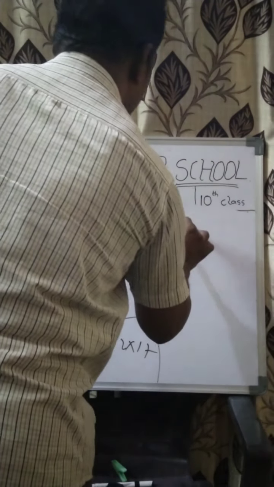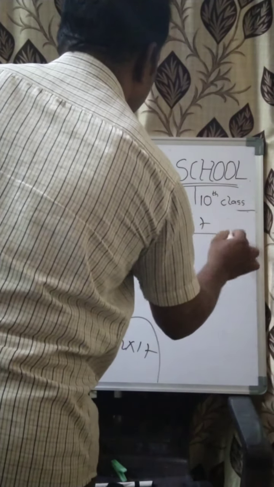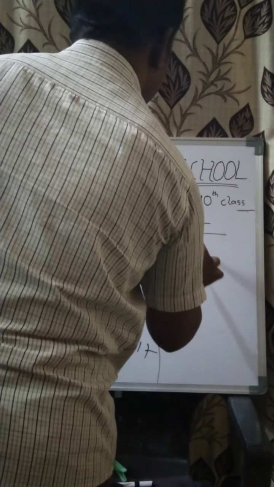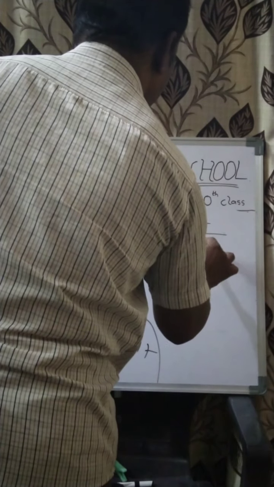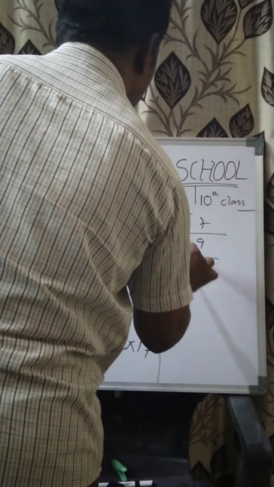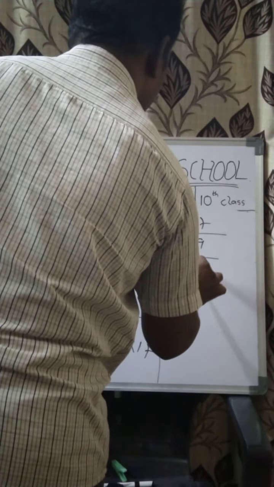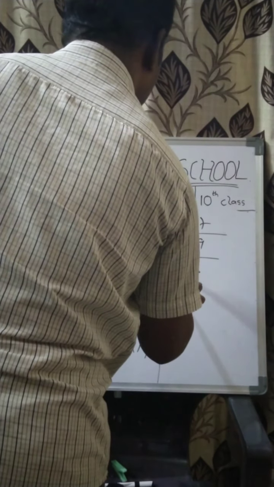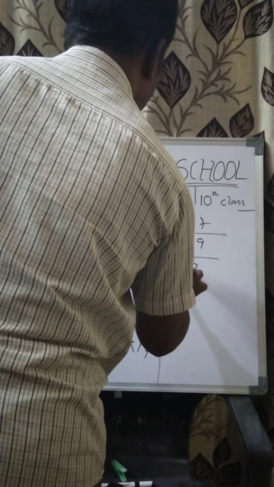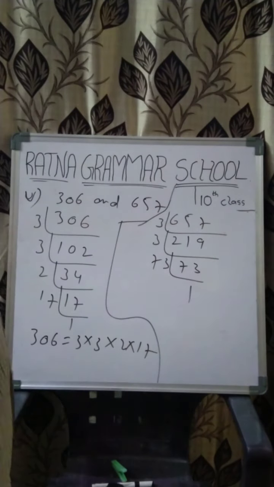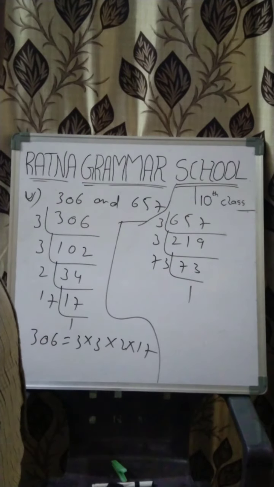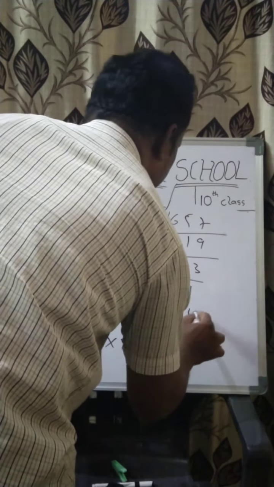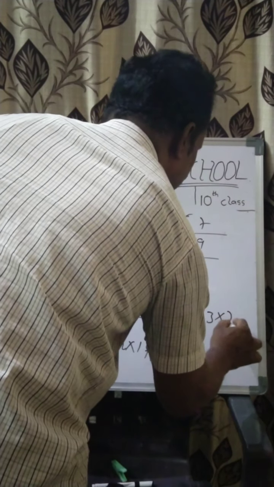Again 657, 657 is also divided. We take the 3 table. 3 twos are 6, 3 ones are 3, 3 nines are 27. Again the 3 table: 3 sevens are 21, 3 threes are 9, and 73 only. 73 is a prime number. So 657 is equal to 3 into 3 into 73.